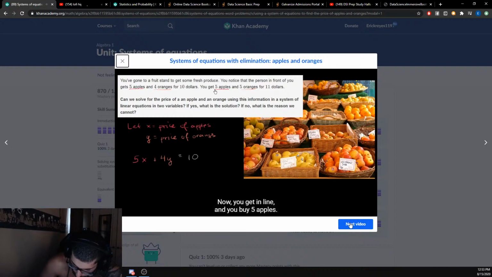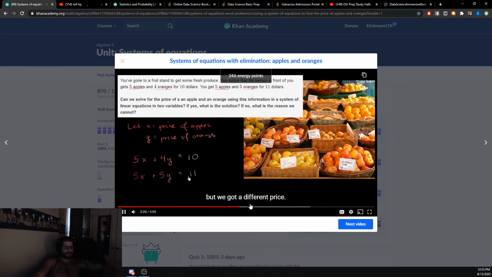Now you get in line and you buy 5 apples, just like the guy in front of you, and you pay X dollars per apple. So you're going to pay 5X for the apples, but we got a different combination, 5Y for the oranges.